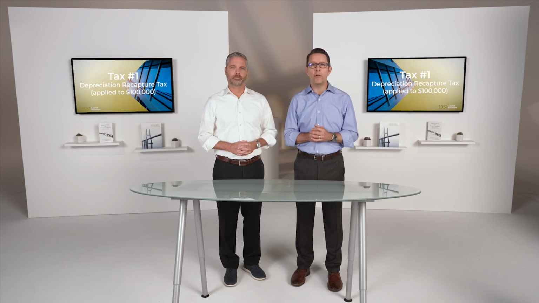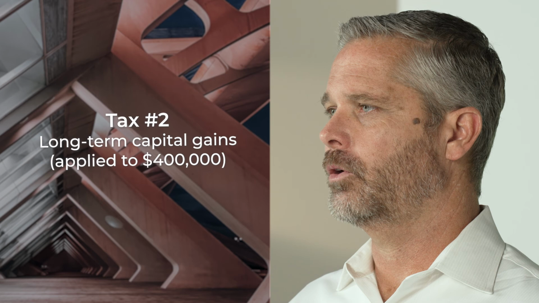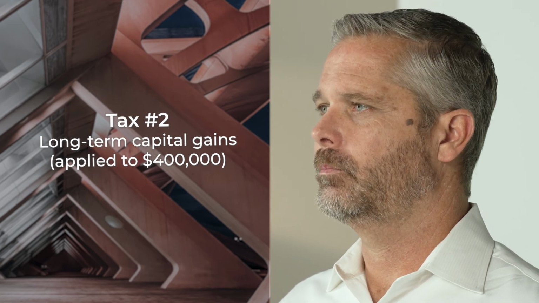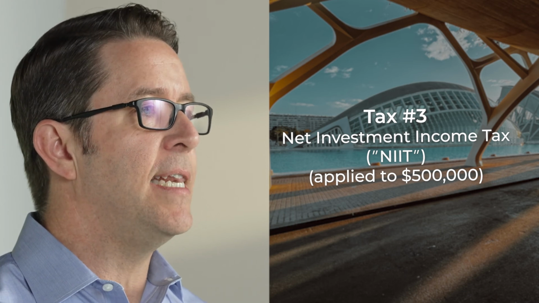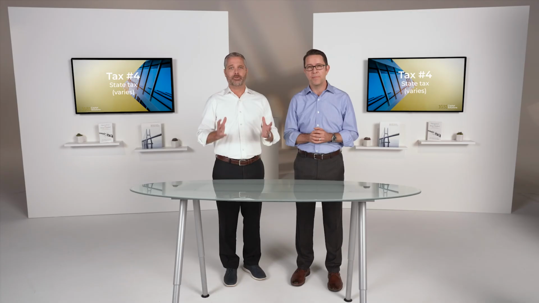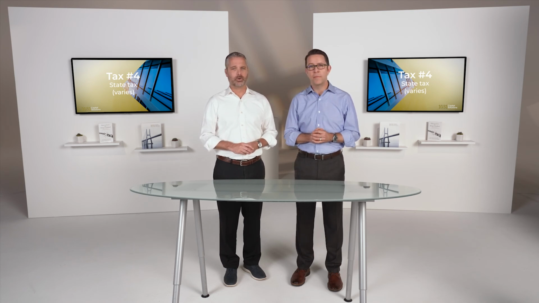Well, there are 4 different types of tax in this situation. First, the IRS is going to tax the amount of your gain that was attributable to prior depreciation deductions. In this case, $100,000 will be considered depreciation recapture under a special tax schedule. Second, the IRS is going to tax the other $400,000 as long-term capital gains. Third, the entire gain will be subject to a more recent federal tax known as the net investment income tax. And finally, in most states, you'll be subject to an additional state income or capital gains tax.